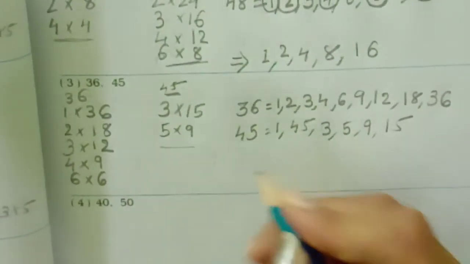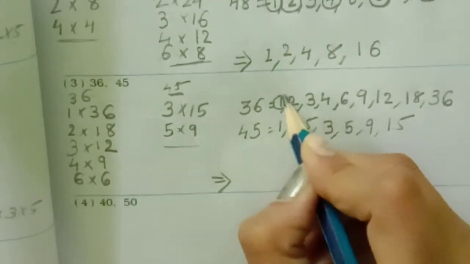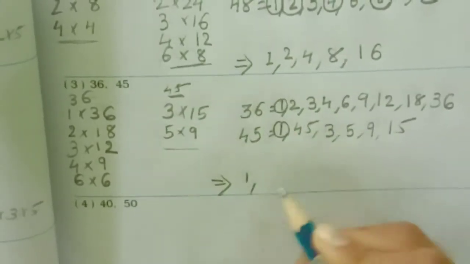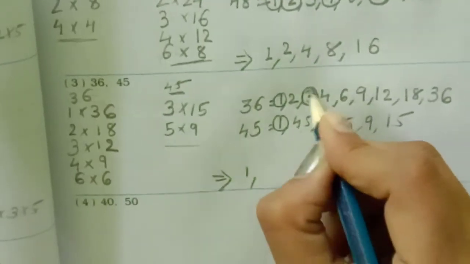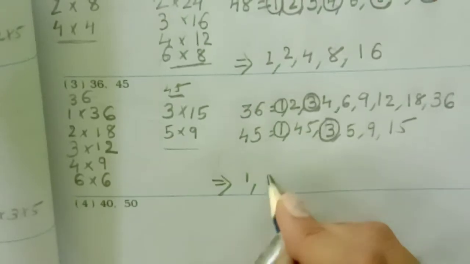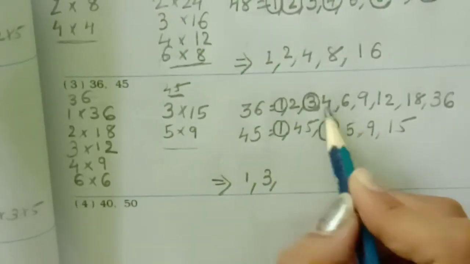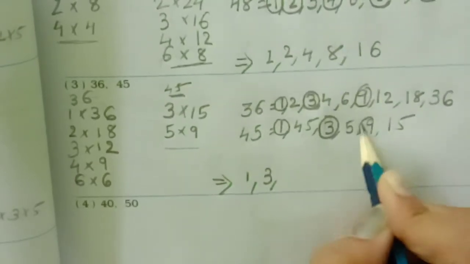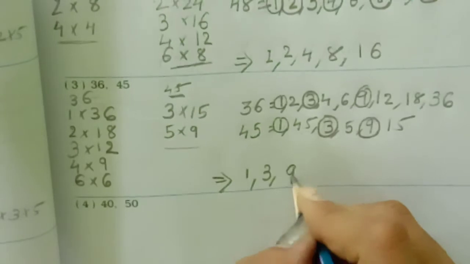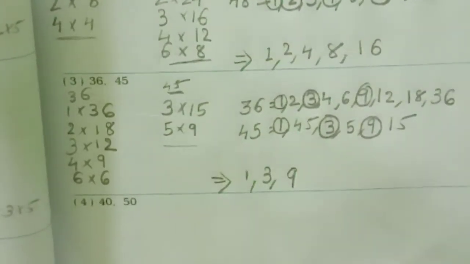Now we will write the common factors. Which is common? First 1 is common. Then 2, 3, yes, 3 is also common. So write 3 here. 4, no. 5, no, 5 is not here. 9, yes, 9 is common. So 1, 3 and 9 are the common factors of 36 and 45.